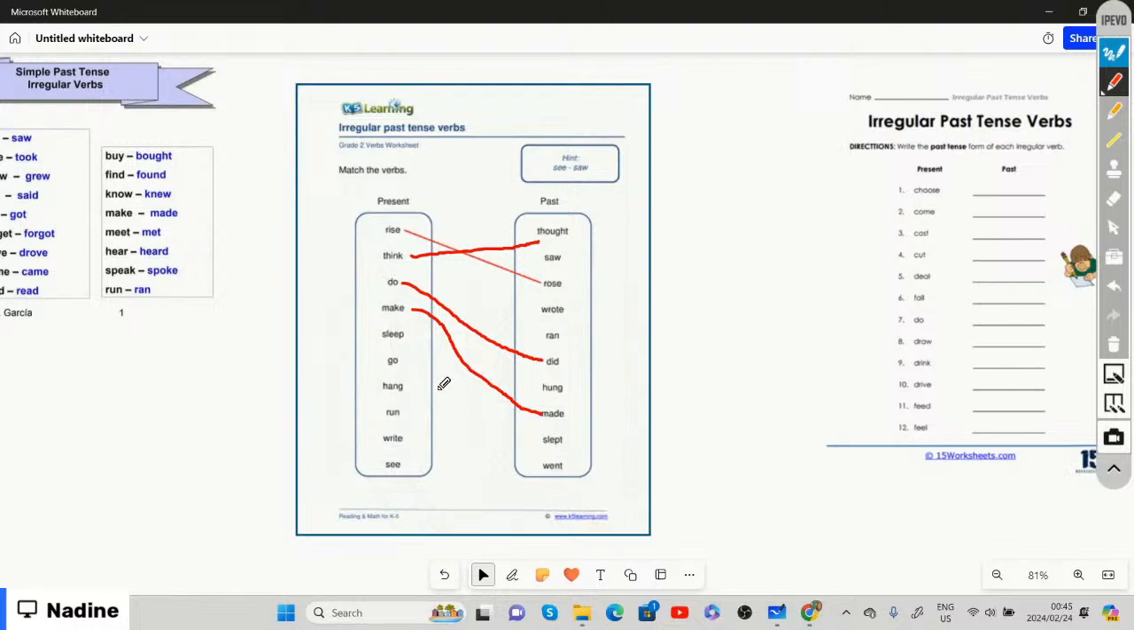All right. So we have our present tense on the one side, and with the present tense form, it's words such as rise, think, do, make, sleep, and so on. And then we have the past tense, which is the irregular past tense form. And like we said, you're just going to have to remember what the word is and how it changes, right? All right. So sleep and the past tense of sleep is slept. So well done. Slept is correct.